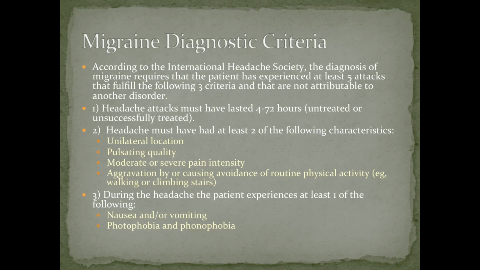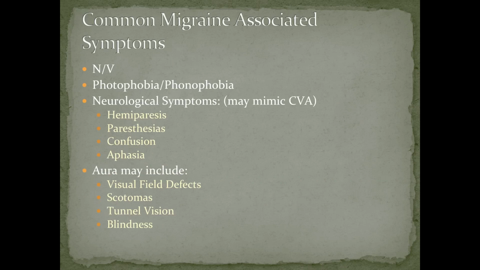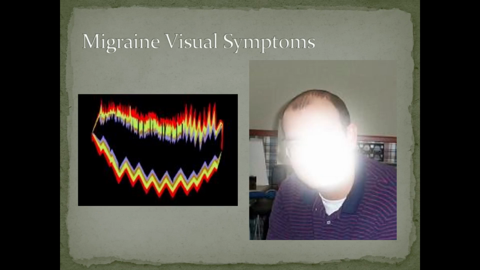Here's migraine diagnostic criteria from the International Headache Society. It just goes over basically the same stuff we did earlier. Not something you need to memorize. There are a lot of theories for migraines, and some people feel like they're precipitated by stress, smoking, oral contraceptives, certain foods. They're more common in women, more common in Caucasians. Associated symptoms we talked about earlier are nausea, vomiting, photophobia, neurologic symptoms, and then occasionally the aura.